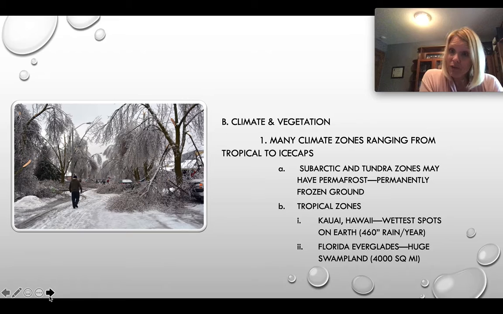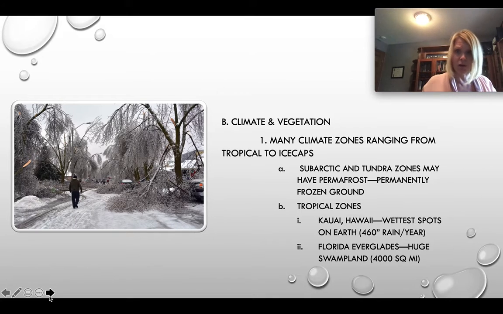And then the Florida Everglades, if you've ever heard of the Everglades. This is a huge swampland. It's 4,000 square miles. When we come to class, we're also going to do an activity. If you can think of Florida as kind of like a peninsula jutting into the Atlantic Ocean and the Gulf, the Everglades are right at the very bottom of Florida, and I'll point those out when we get to class together.